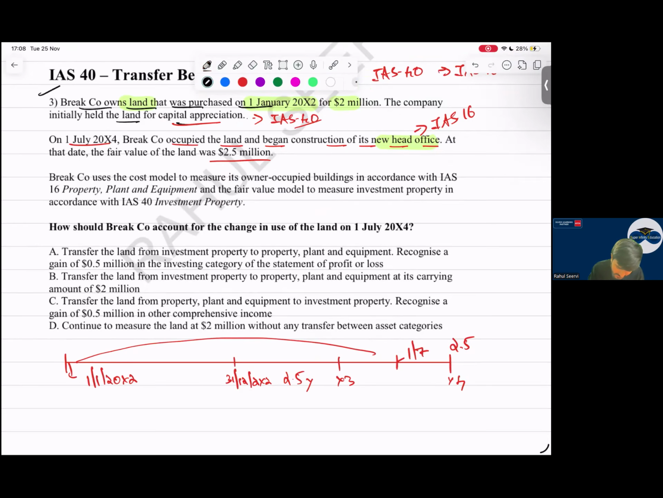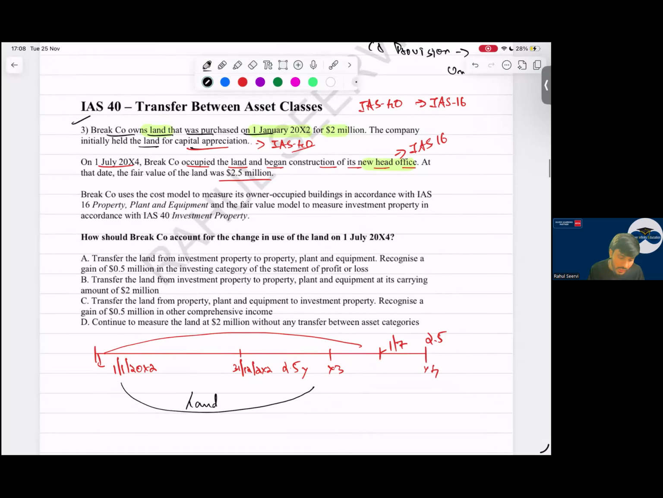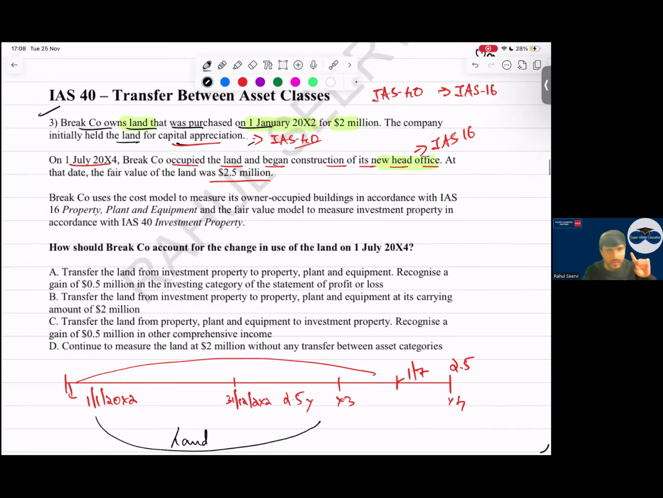Will we charge depreciation here? No, sir. For land, there is no depreciation. Let us read that. So it is IAS 40. Yes, sir. It's a land, capital appreciation. Then they are shifting from IAS 40 to IAS 16. B uses the cost model to measure its owner occupied property.